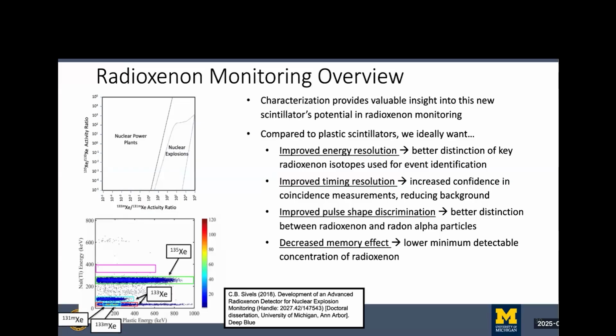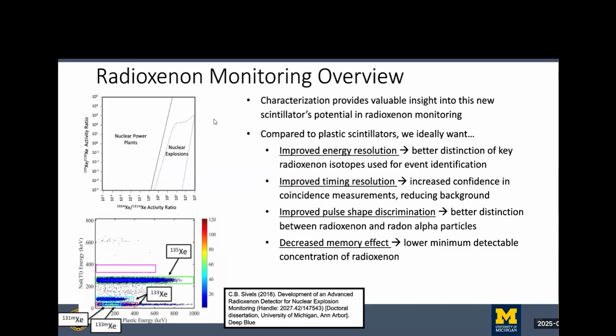Explosions. Characterization of the scintillator provides valuable insight into its potential in radioxenon monitoring. Compared to plastic scintillators, we do ideally want better energy resolution, better timing resolution, better PSD, and lower memory effect, just better performance all around, basically.